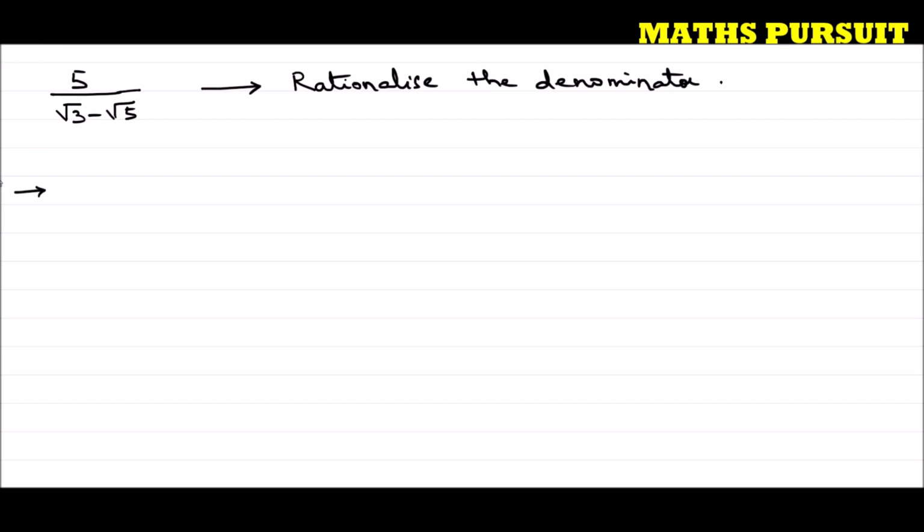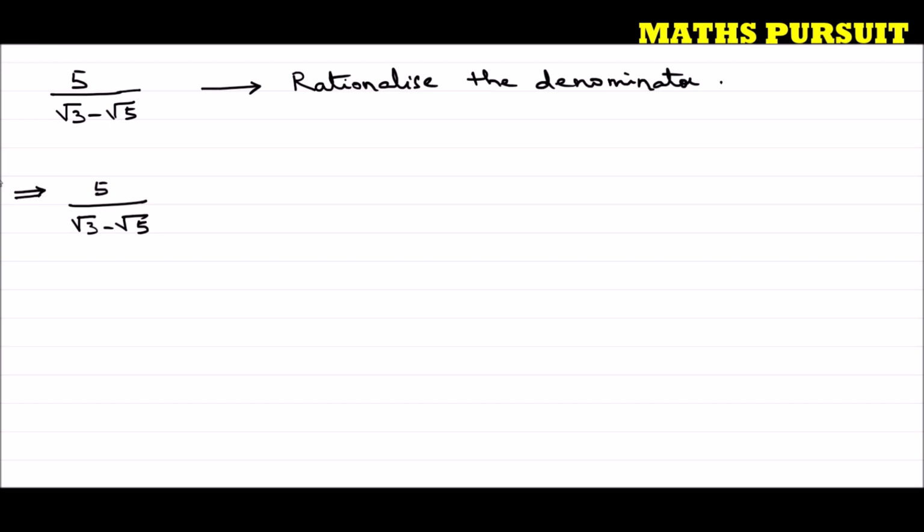Now the given expression here is 5 upon root 3 minus root 5. Guys, in order to remove the roots from the denominator, I need to multiply the same thing. Suppose root 3 is here, I need to multiply root 3 with root 3 so that I can remove the root. That means root 3 into root 3, I will get 3. Same way, root 5 is here, I need to multiply root 5 with another root 5 so that I can get it as 5. Now how to do that?